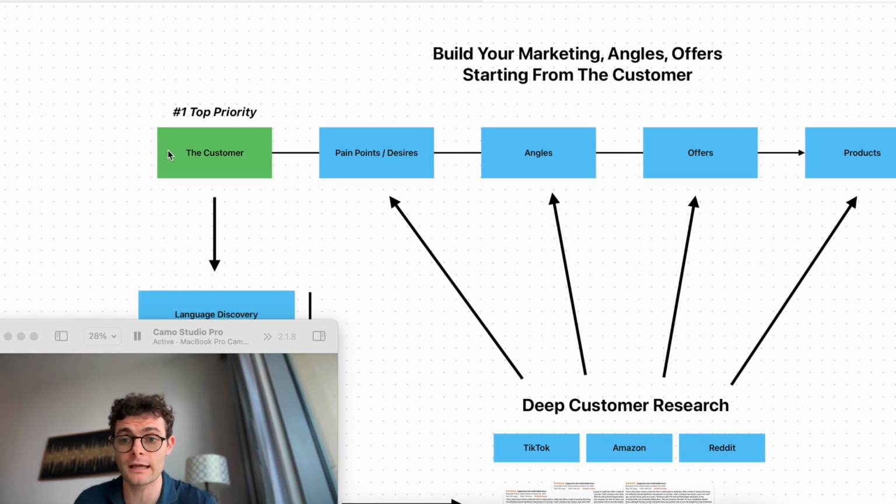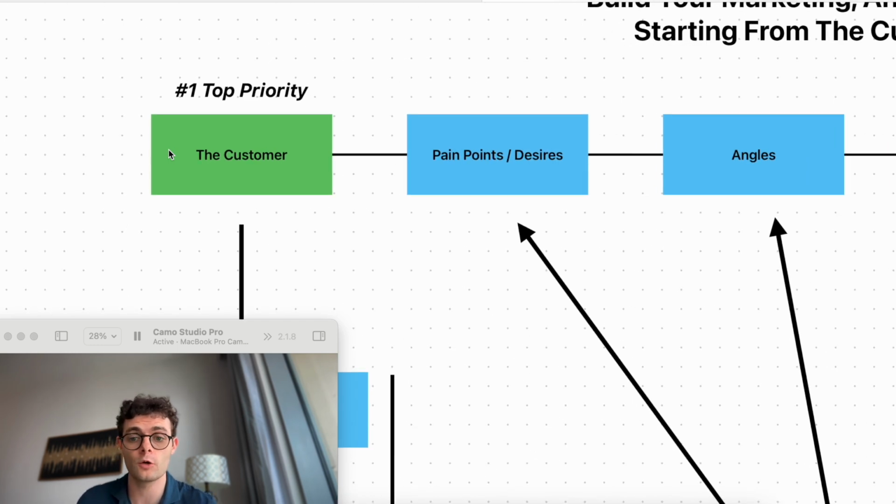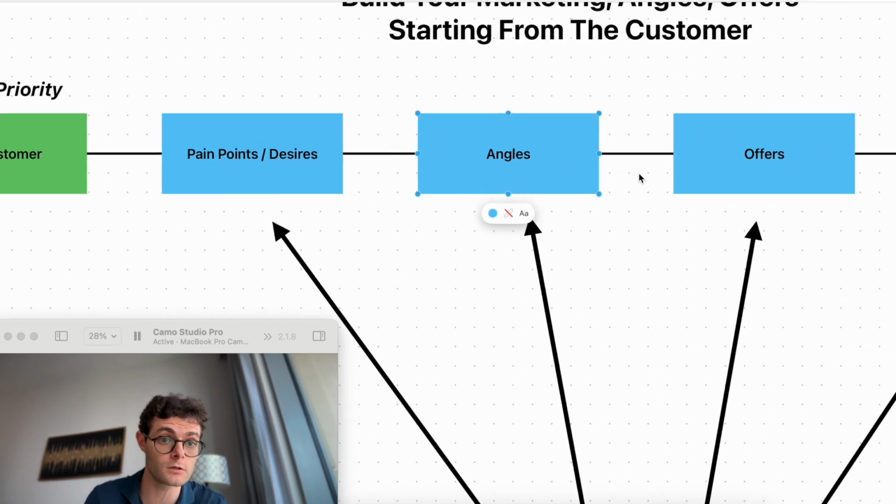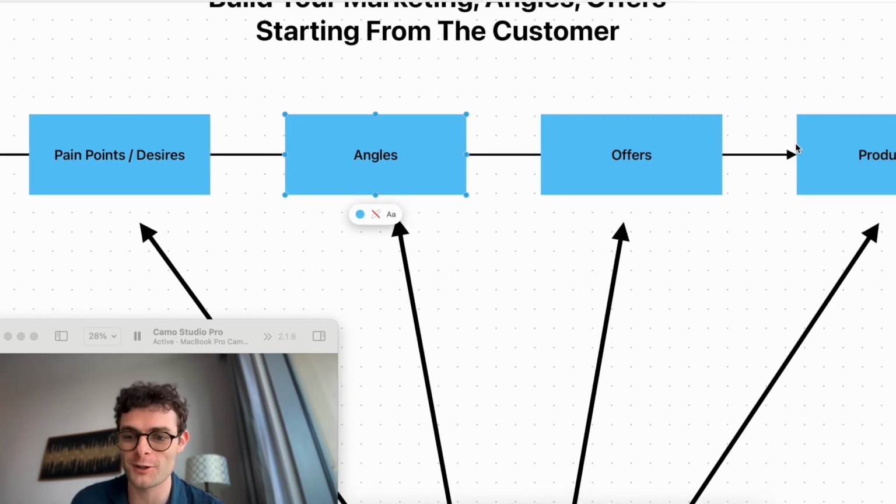If you understand how they think, what they think, who they want to be, what is their aspiration, how do they speak, what do they think in their mind, what do they say to themselves, right? All of these things are so important, which help you reverse engineer what pain points you should go after, what angles, what offers, and lastly, what product you can offer to the marketplace, right? This is what it should look like.